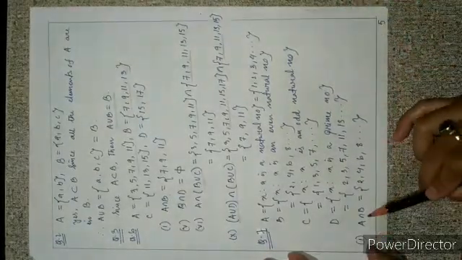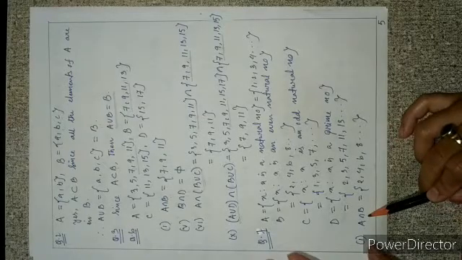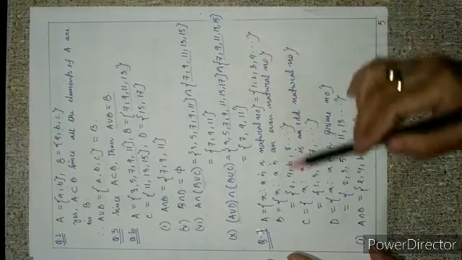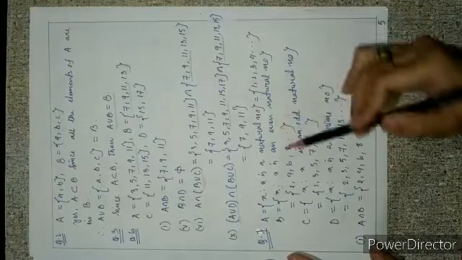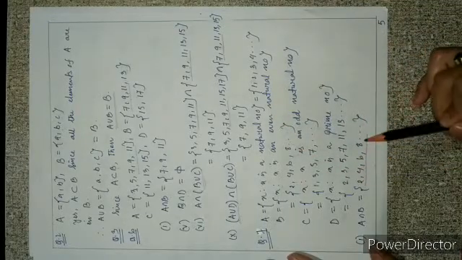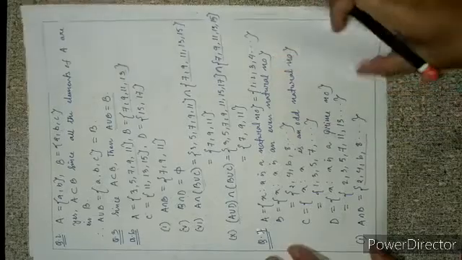Number 1: find the value of the expression A intersection B. The intersection of A and B: A is 1, 2, 3, 4, and B is 2, 4, 6, 8. The intersection is 2, 4, 6, 8, and this is the set of even natural numbers.